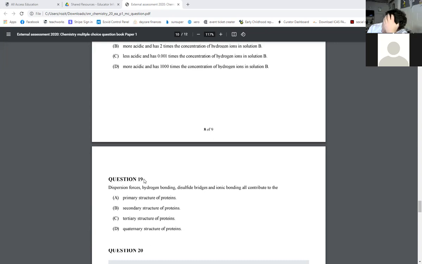So the quaternary structure of proteins has all of the intermolecular forces. Disulfide bridges, ionic bonding, dispersion forces, dipole-dipole forces, hydrogen bonding. If you see all of those, then it's the quaternary structure.